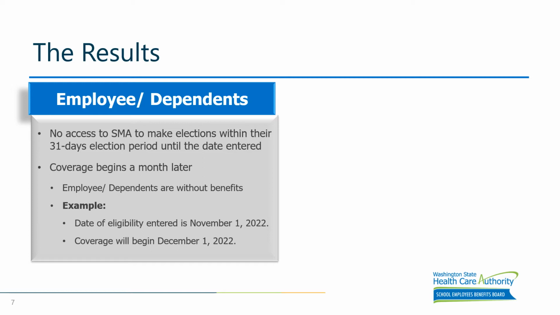So here's an example. The date of eligibility that was entered by a BA is November 1st of 2022. That employee's and their dependents' coverage will not actually begin till December 1st of 2022. Again, it begins on the first day of the following month. So looking at this situation, this BA probably wanted their benefits to start on November 1st when they should have been entering the date of eligibility. So if the date of eligibility was October 5th or October 10th, their coverage would actually begin November 1st like this BA wanted. But instead, they entered November 1st, and now their coverage isn't going to begin until a month later.